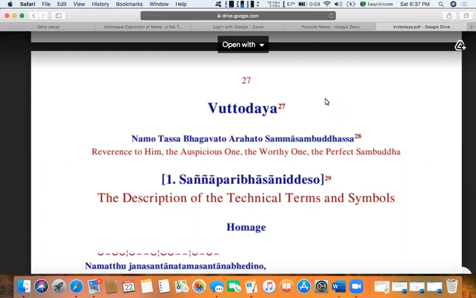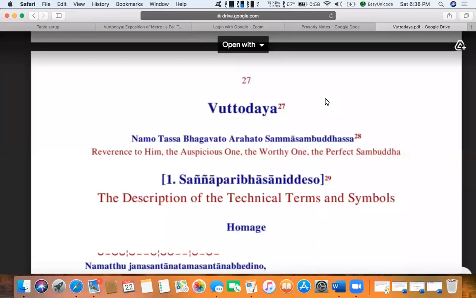Prosody means the study of poetic meters. Do you know the difference between prosody and meter? No, Vandeya? Prosody means this whole study about meters. In other words, we can call a book with which we study meters or Pāḷi poetry a prosody. So prosody is the study or the book from where we study Pāḷi meters.